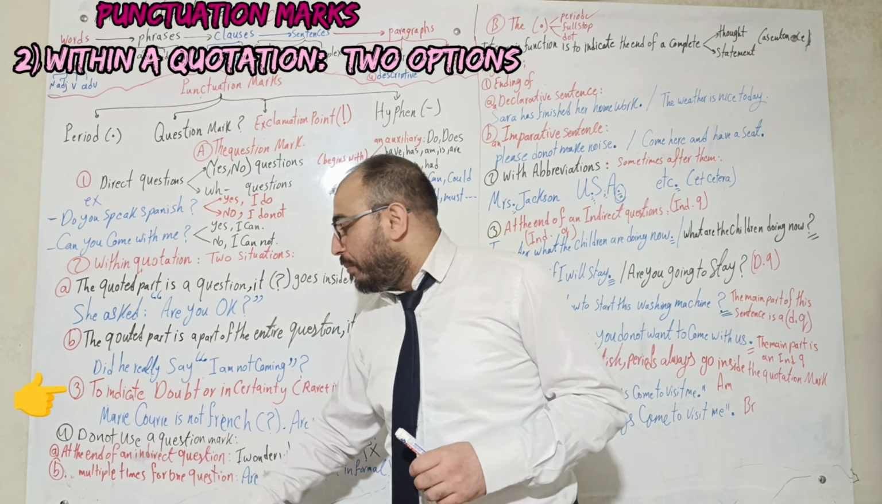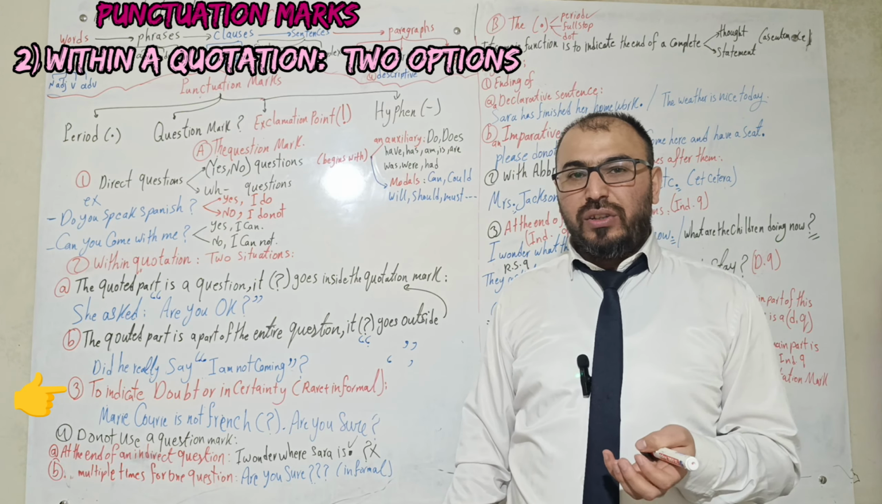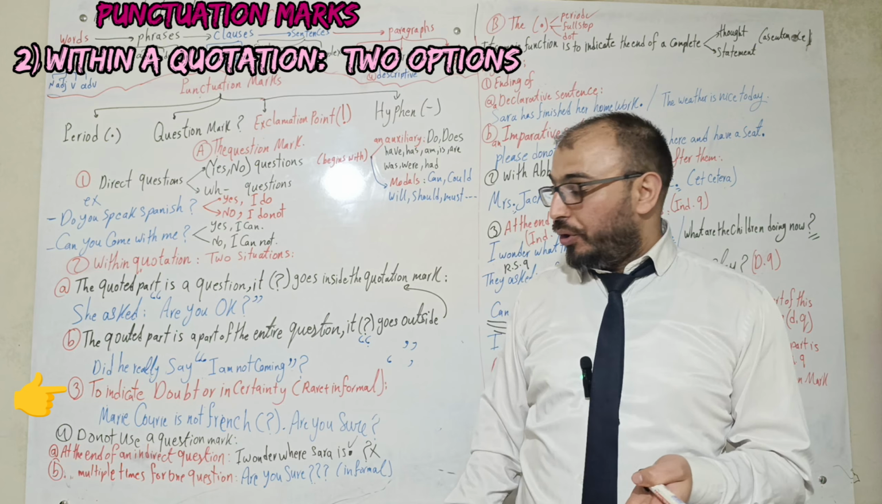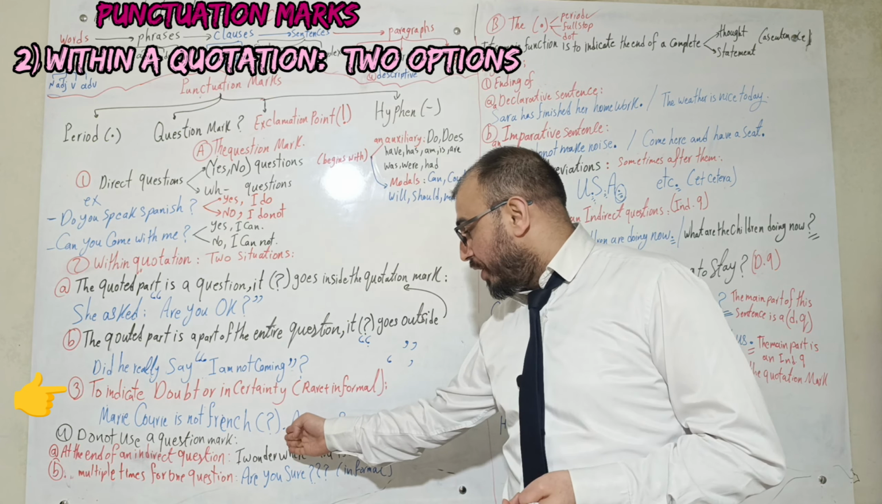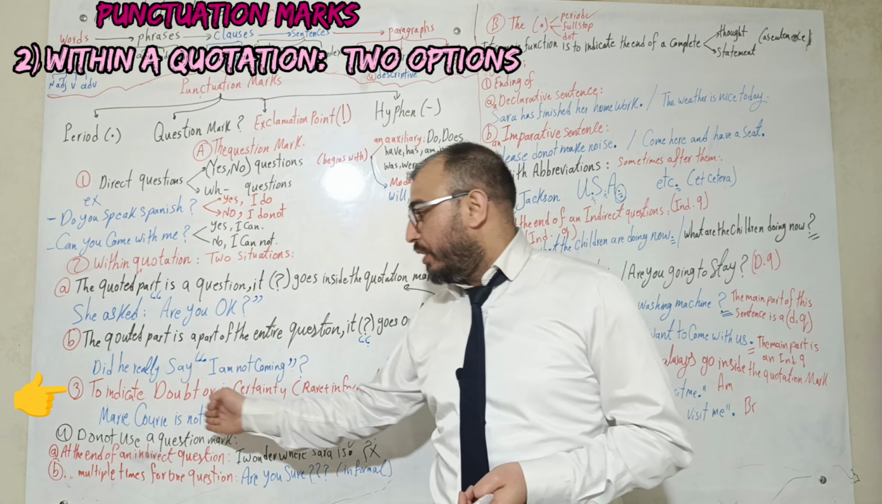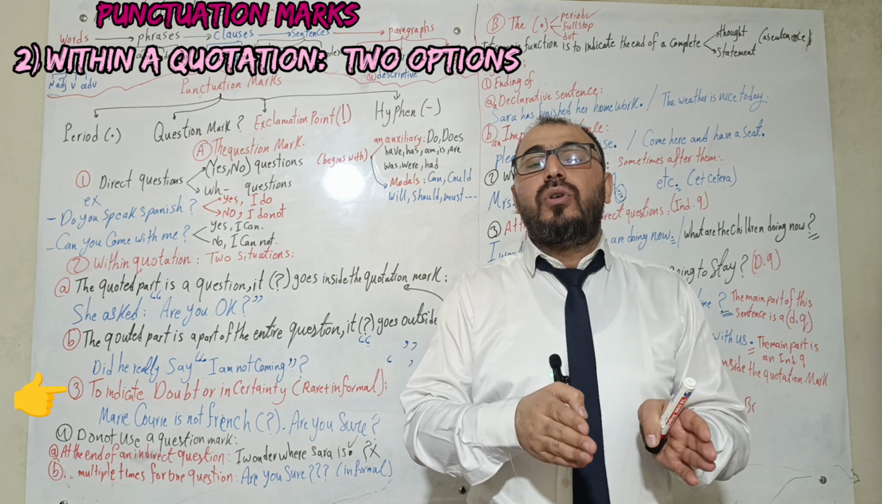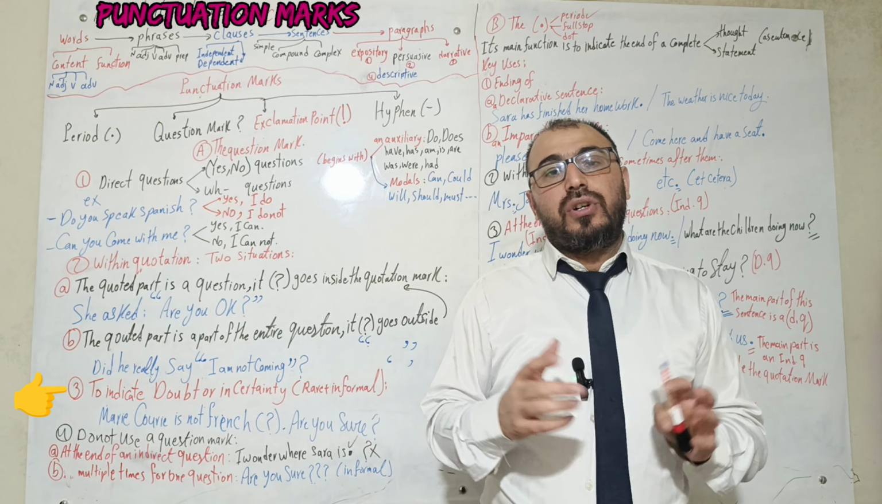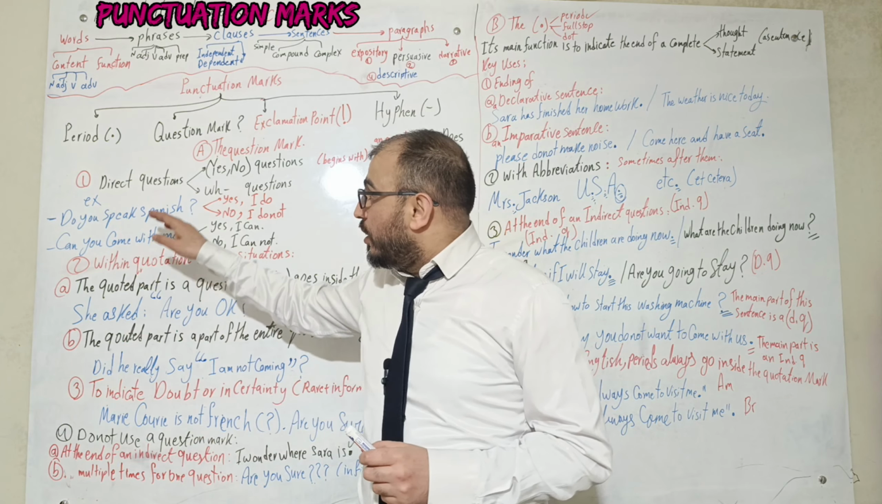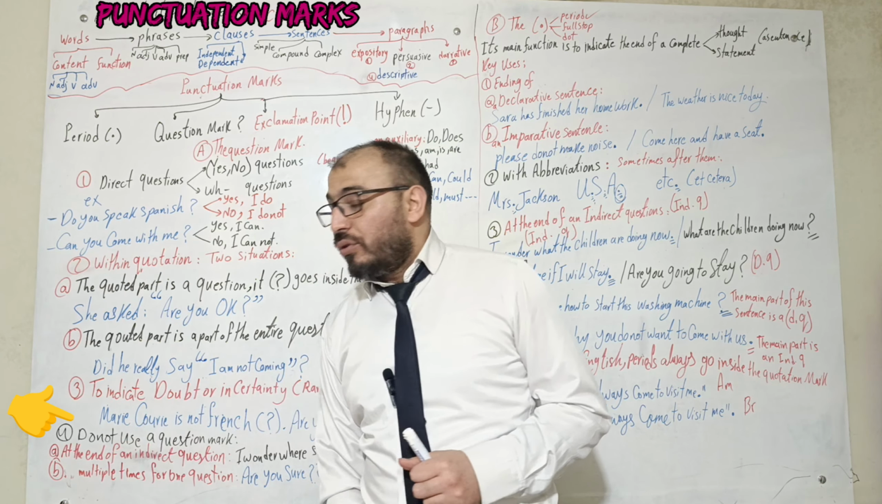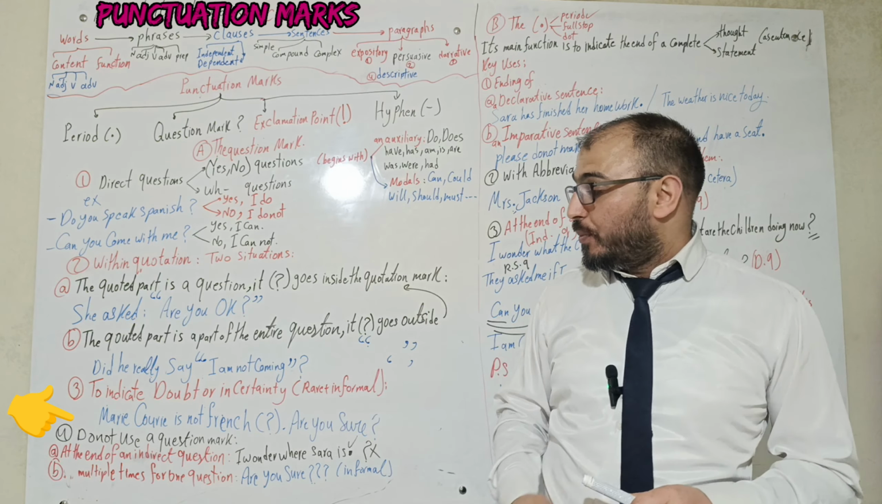In here, say, "Marie Curie is not French. Are you sure?" In here, my friend, the real question is here, "Are you sure?" But the first part was not a question. It has the tone of a question, but the structure of a normal sentence. And in here, my friends, I would like to mention a very important point.